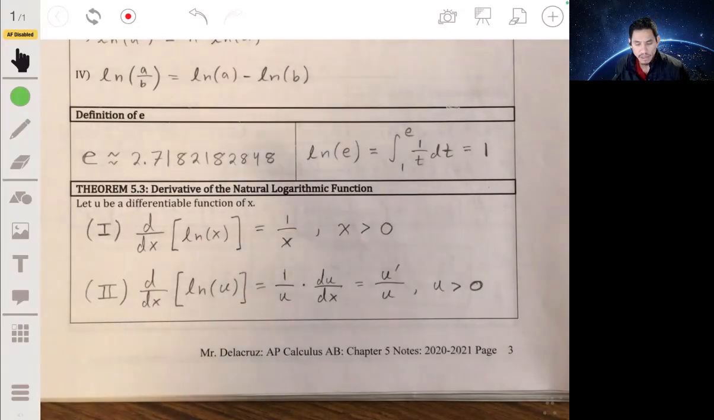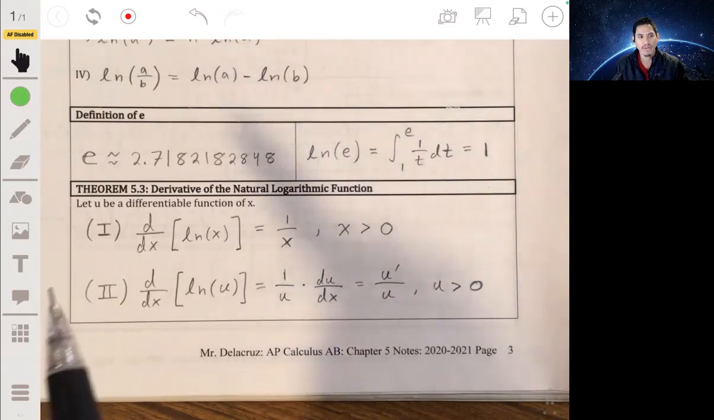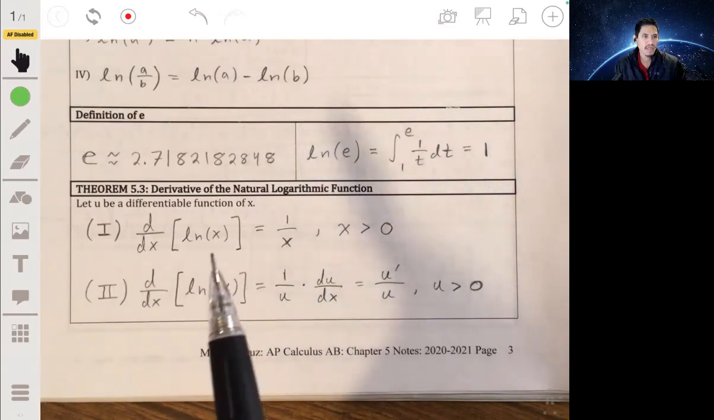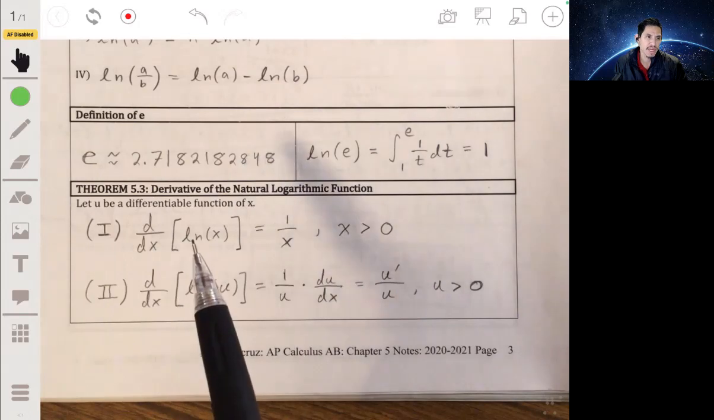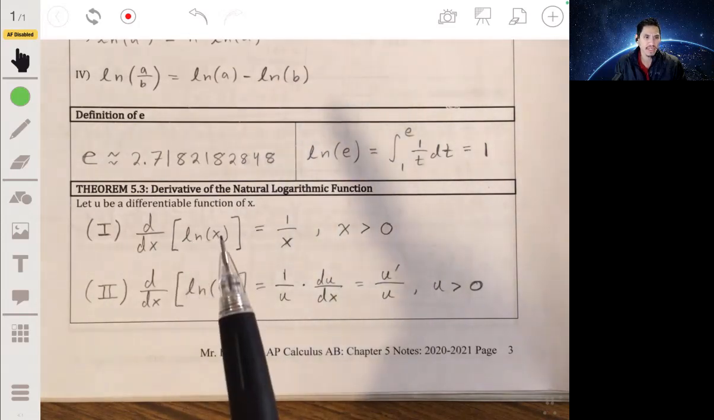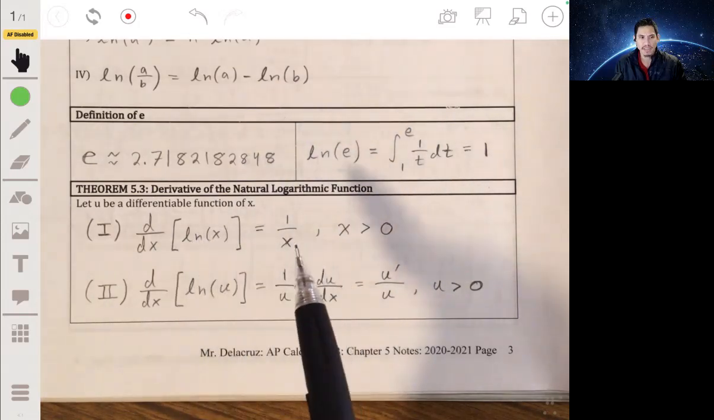Okay, so now in this video, we're gonna start to practice differentiating functions that involve the natural log of x. And here we formally define the derivative of the natural log of x as being 1 over x.